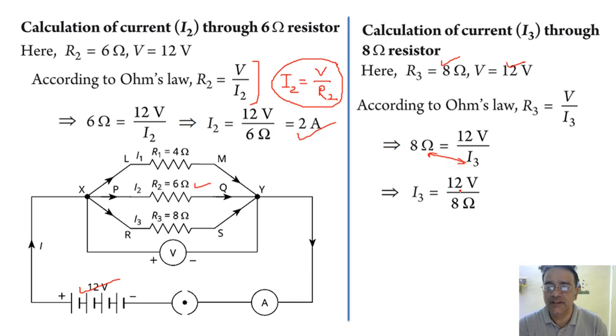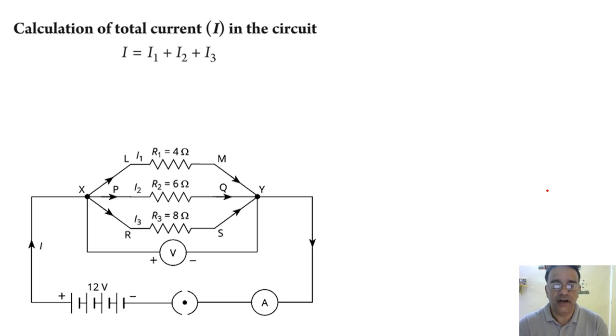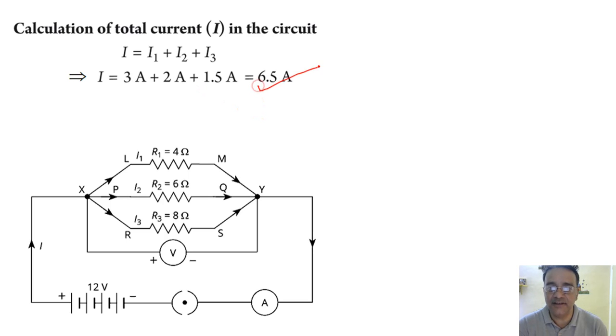I3 is equal to 12 by 8, that will be equal to 1.5 ampere. So the first part is over. Now for the second part, we have to find the total current flowing in the circuit. So we have to add all I1, I2, I3. So 3 plus 2 plus 1.5 is 6.5 ampere total current flowing.